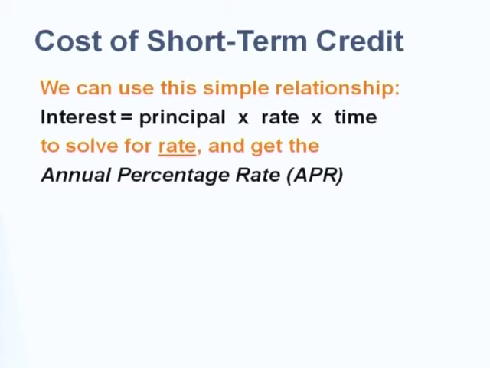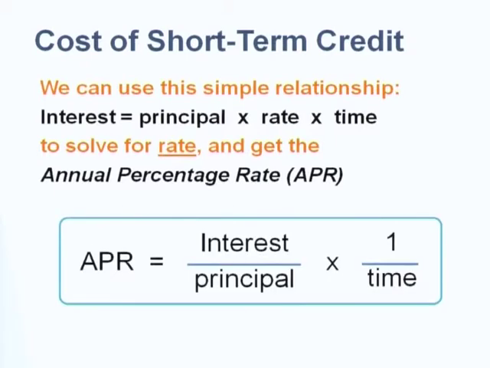If we want to find the rate instead of the interest payment, which is a dollar amount, we want to find the APR, which is a percentage, the annual percentage rate. How do we find it? Just rearrange the equation. You will get APR, the rate, equals the interest payment divided by principal, multiplied by 1 divided by time.